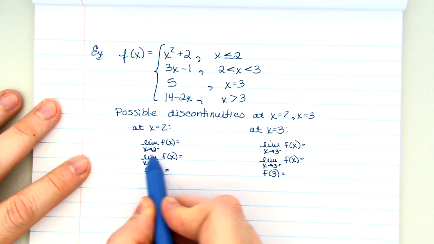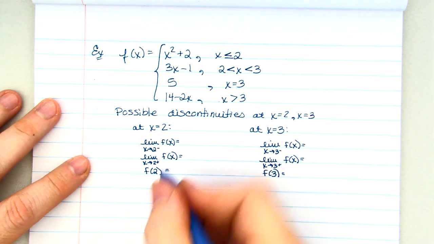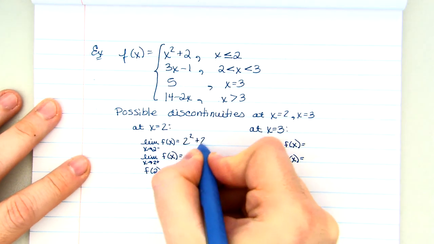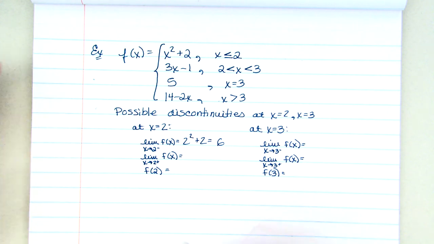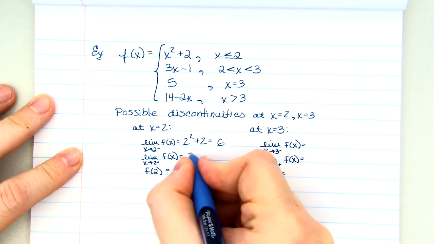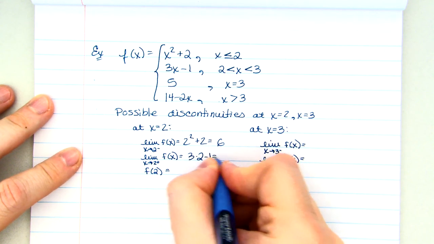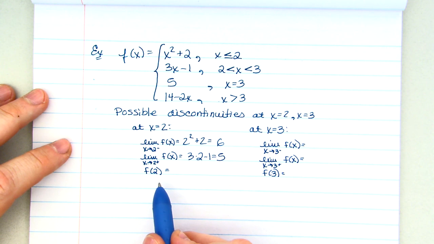Ehit, what did you say for the limit as we approach 2 from the left of f of x? 6. Yes, right. 2 squared plus 2, 4 plus 2, we're getting 6. Good. Melissa, what about as we approach 2 from the right? 5. 3 times 2 minus 1, that's 5. And Sora, what about f of 2?